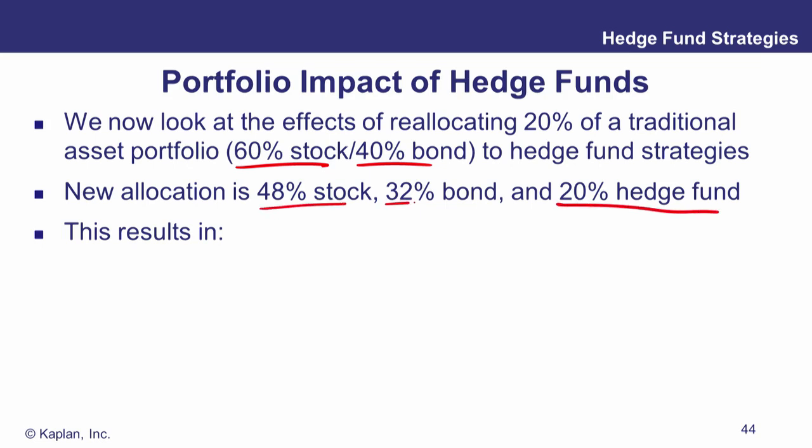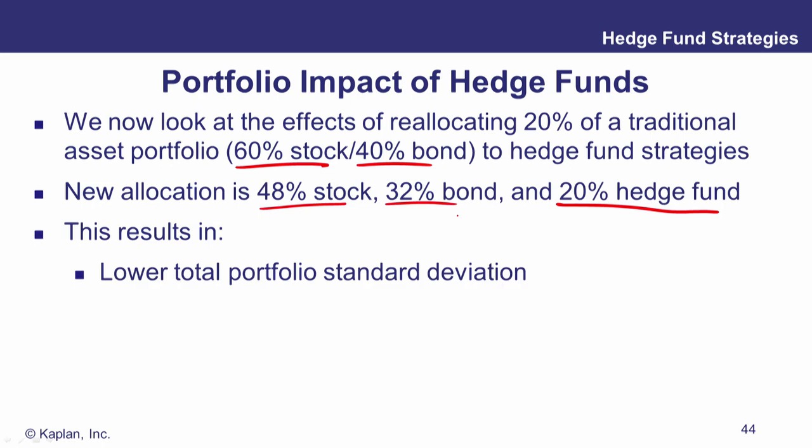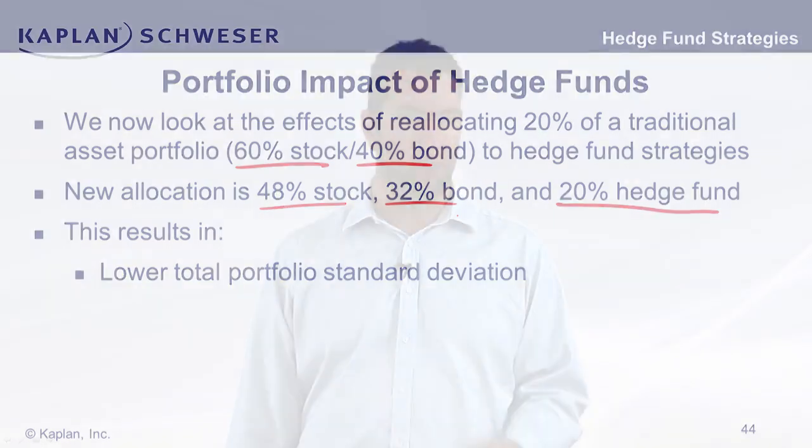The remainder, so the stock and the bonds, they're still there in the same proportion, but this time with 80% rather than 100%. What would happen if we did that? Well, we get lower portfolio standard deviation. You might expect that because of the diversification benefits of hedge funds. Hedge funds individually might have very high standard deviation, but negative correlation with traditional asset classes provides a big diversification benefit to an overall portfolio.